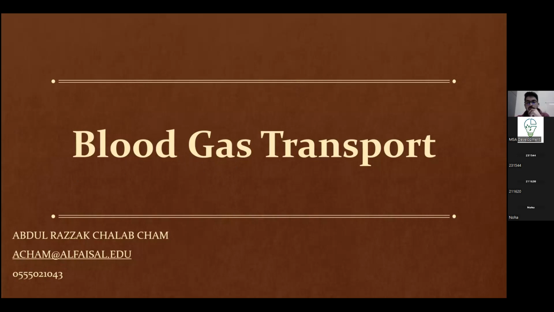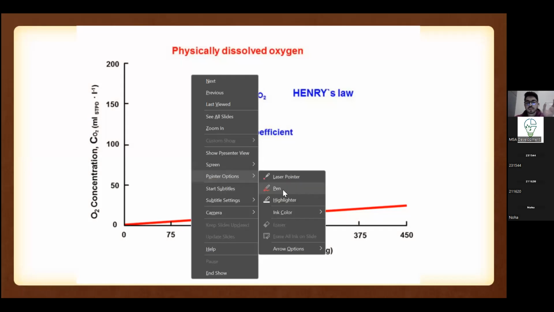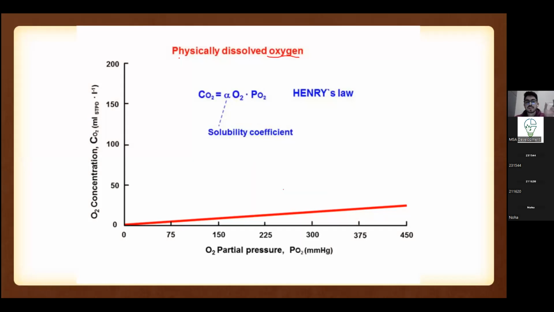Bismillah. The first idea of this lecture is that we need to understand that there are two forms of transportation of oxygen: the physically dissolved form and the chemically bound form. The physically dissolved form is basically the free oxygen that's moving freely inside the blood. When these free molecules of oxygen move, they are going to produce pressure. What about the chemically bound? The chemically bound is basically the oxygen molecules that are bound to hemoglobin.